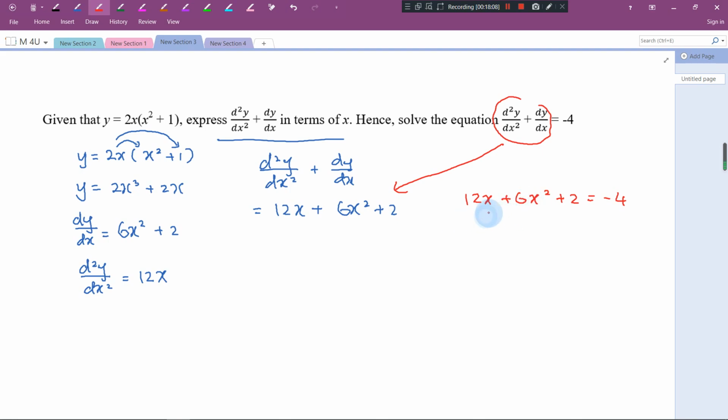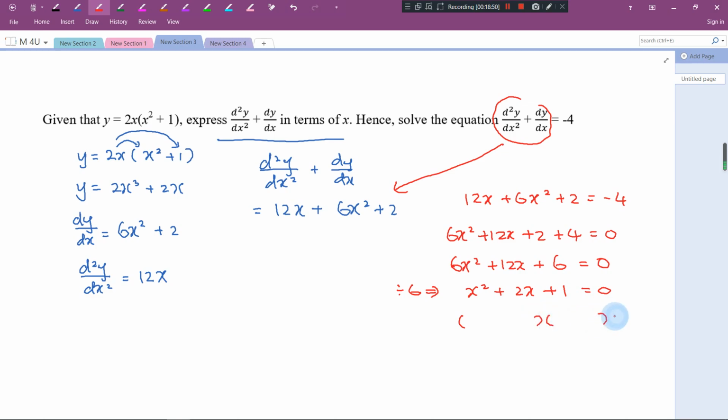Write the quadratic equation in general form first. 6x squared plus 12x plus 2. Bring the negative 4 over here. Plus 4 equal to 0. Now we just do some simplifications. 6x squared plus 12x plus 6 is equal to 0. So now you can start to use your calculator to help you, or if you don't want, you can reduce it, make the numbers here become smaller. Just divide the whole equation by 6. When the numbers become smaller, it's actually easier for us to do the factorization.